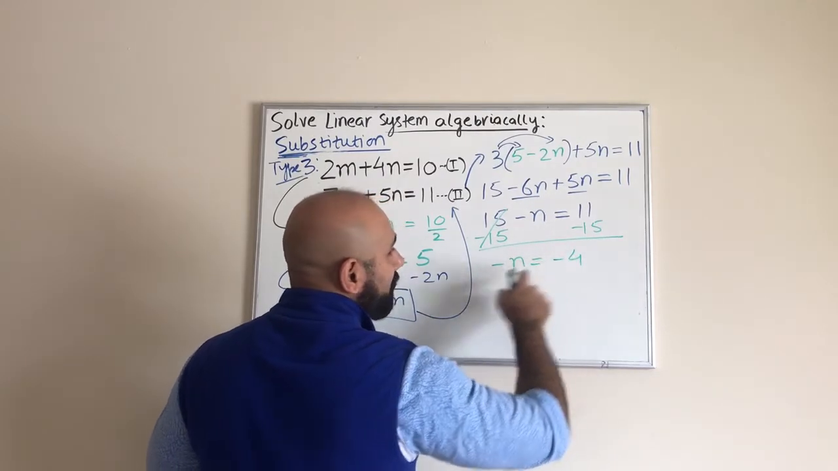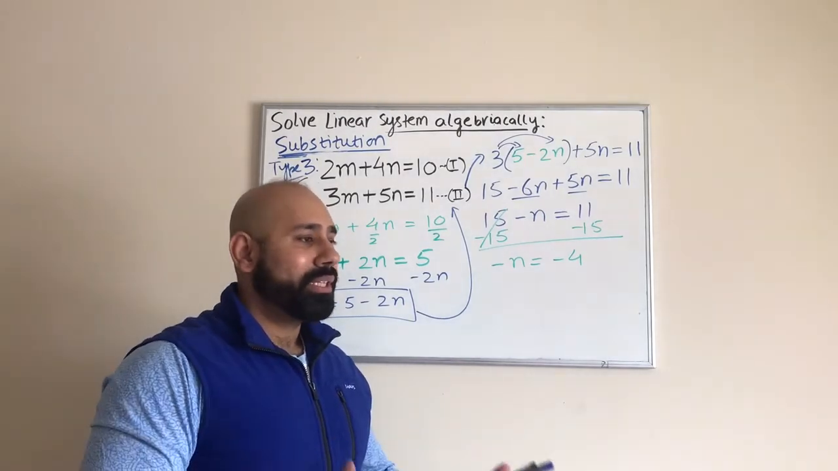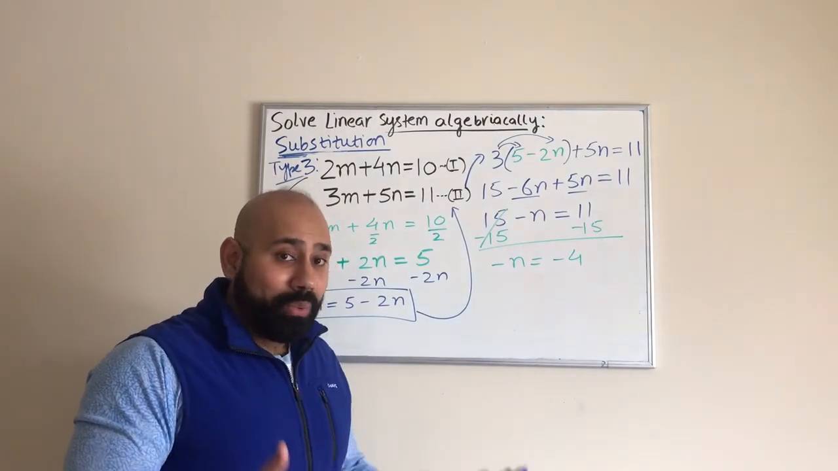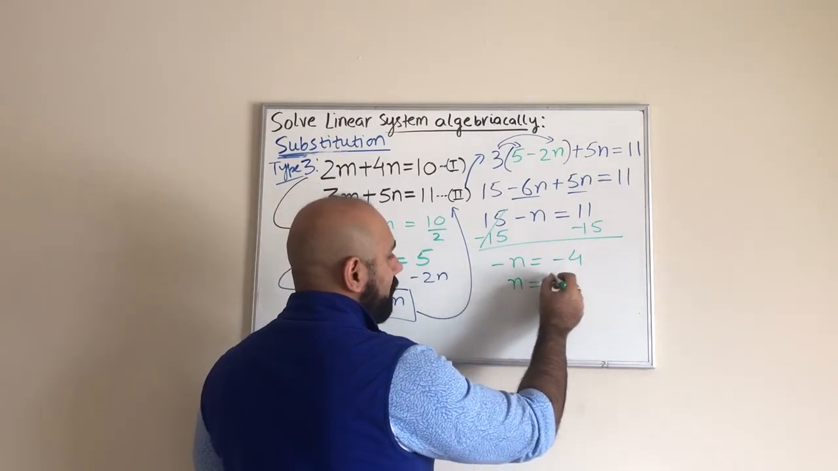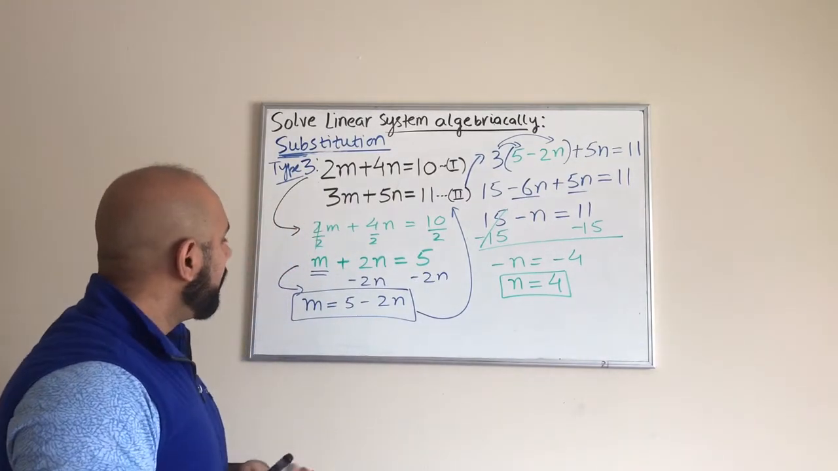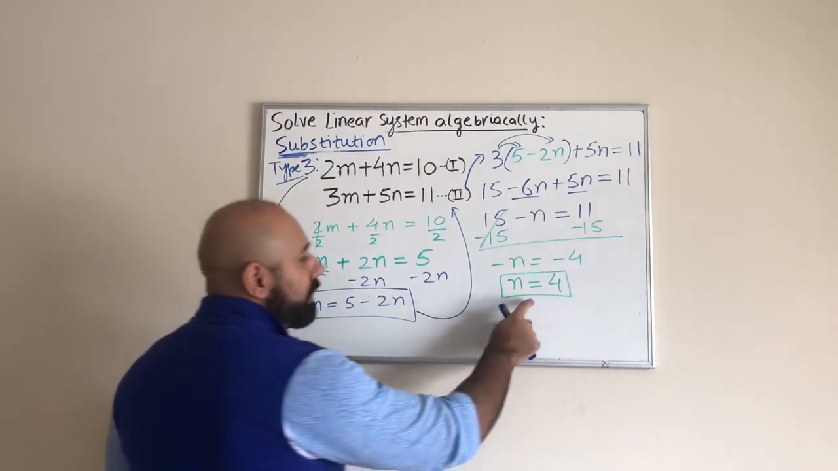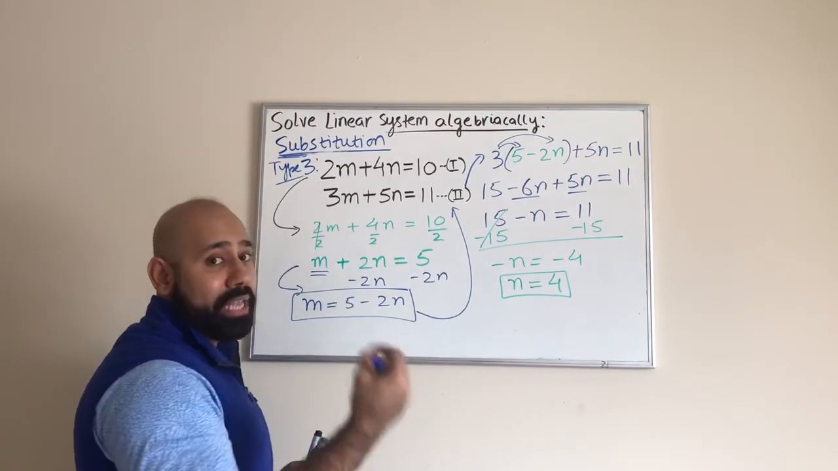I have both negatives on both sides, so you can either just cross them out right away, or you can think of dividing both sides by negative 1. In both cases, this will cross out, and I'll have n equals 4. That is my value for n. Once I have my value for n, then I should be able to find the value for the other variable, which in this case is m.